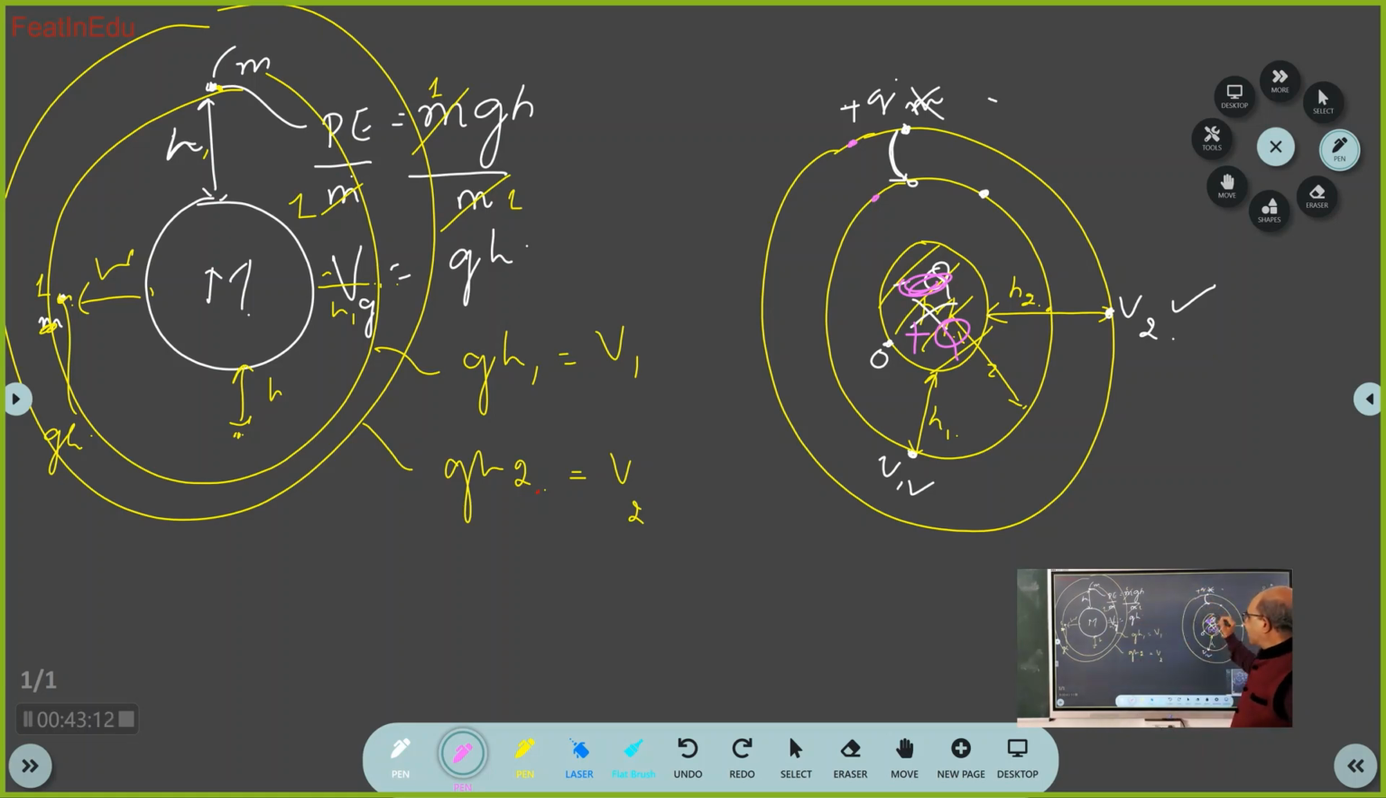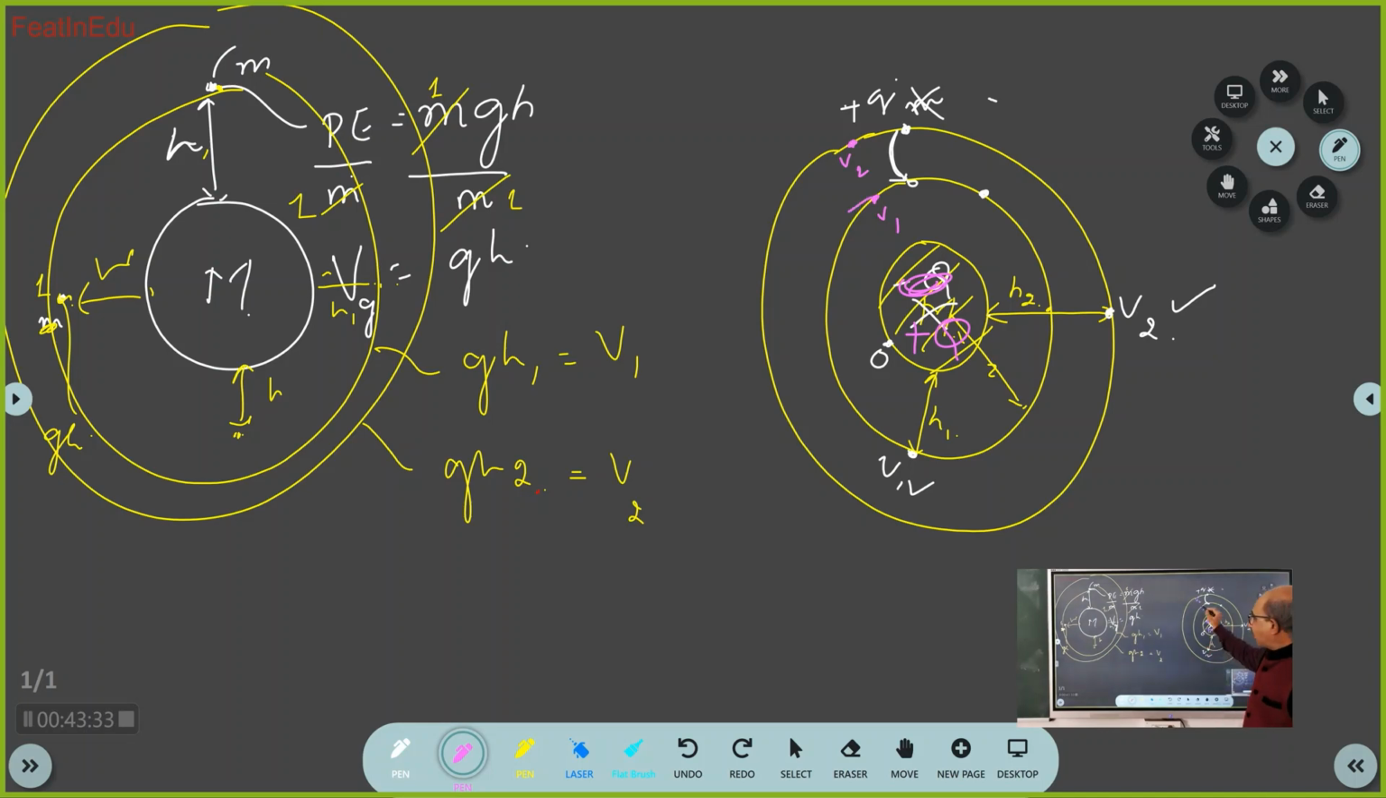Now, if this is plus q, what is the potential of this? What is the potential of this? Okay, still you say this potential is V1, and this potential is V2. Still you say the potential is the same. Got it now? Wait a minute.